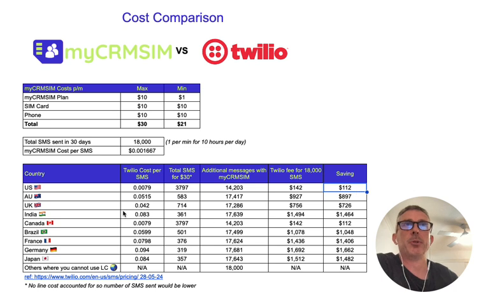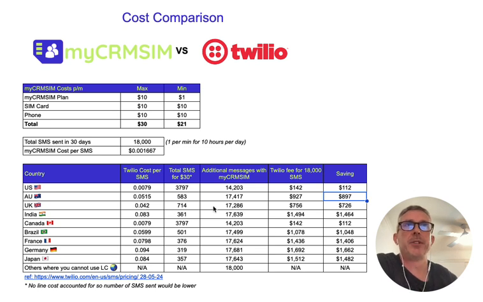Those numbers get significantly more when you look at countries like Australia, where we are, where the cost of SMSing is significantly higher. It's about 5 cents an SMS in Australia. So for 5 cents, you get to send 583 SMSs for your $30. So using myCRM SIM, you can send 17,417 more SMSs per month. Your Twilio fee, if you were to send that many in Australia, would be $927. So with myCRM SIM, you end up with a saving of $897. That's pretty much the same for the UK because they're 4 cents, so you end up with a saving of about $720.